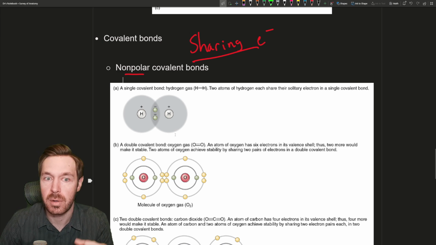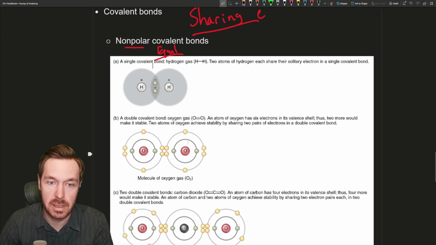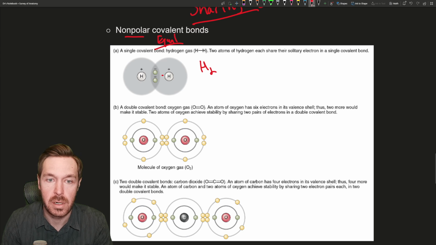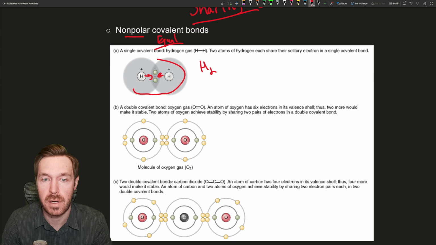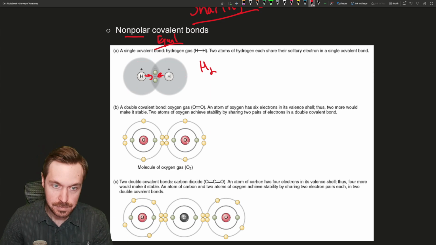So first, these nonpolar ones are an equal sharing of electrons. So if we have an equal sharing of electrons here, it means there's an equal pull. So, hydrogen gas is H2. There's an equal pull of electrons throughout. So if you were to draw the electron density cloud here, you would see no sides to it.